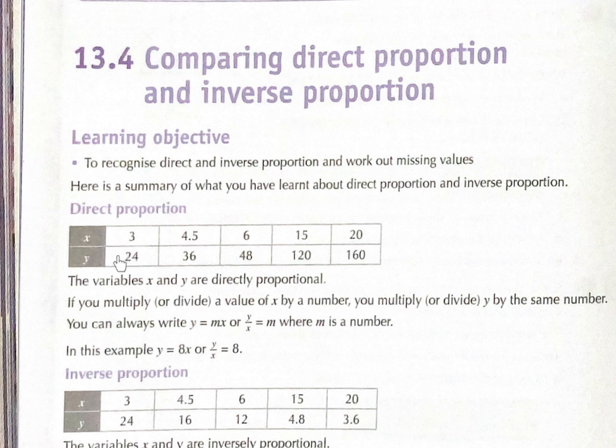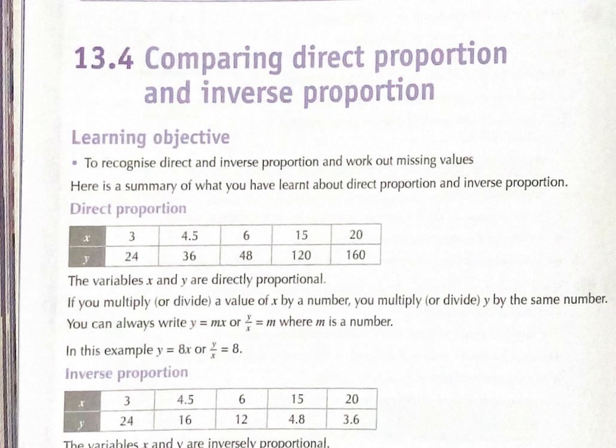So you can use cross multiply to find the missing value. The ratio between y and x is constant. 24 divided by 3 equals 8. 36 divided by 4.5 equals 8. 48 divided by 6 equals 8. Same ratio, and you can check with your calculator. Divide y by x, you get the same number. So this is direct proportion. When you multiply x by any number, you have to multiply y by the same number. The ratio is constant. The formula is y equals mx, m any number according to the values you have.